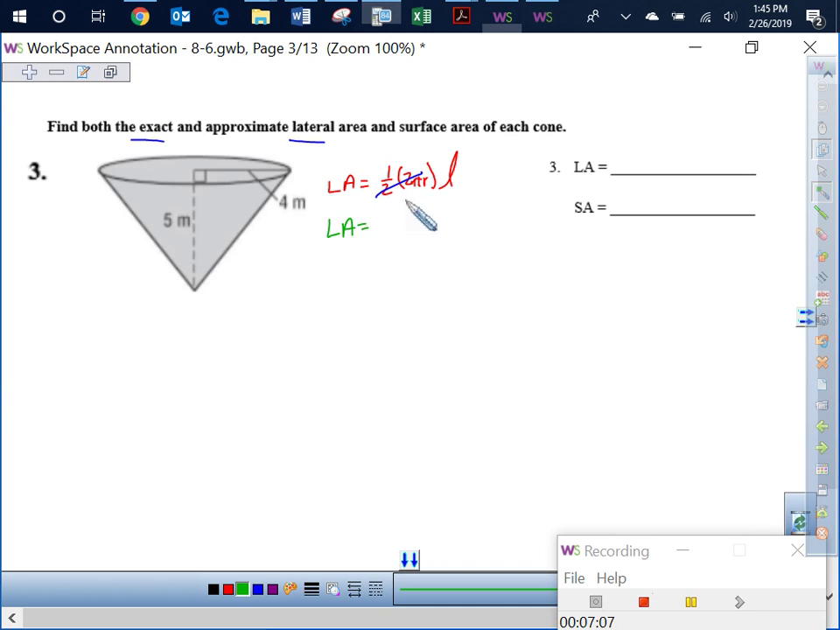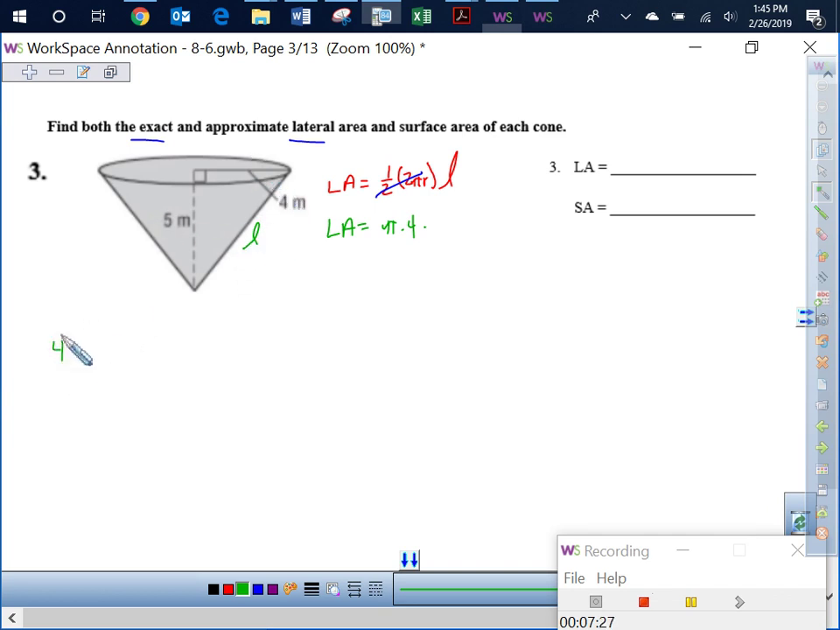Lateral area is going to be pi times the radius, which is 4, times the slant height. No, we don't have it. Well, that's all right. We can go find it. So we have a right triangle in this scenario. So let's go find ourselves the slant height. And it's not going to be 3. You know, our 3, 4, 5, this is the hypotenuse.